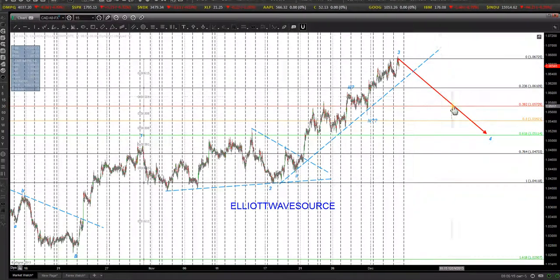So for this, targets are set at 61.8%. So we should see a break of this ascending trend line, and that would be the confirming signal. And then once we get a break of that, then we should know that prices will go lower towards that 1.05 level and then take back off.